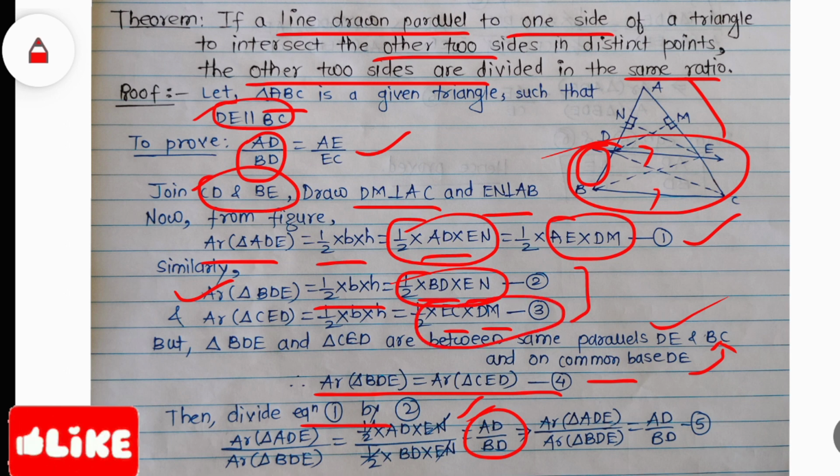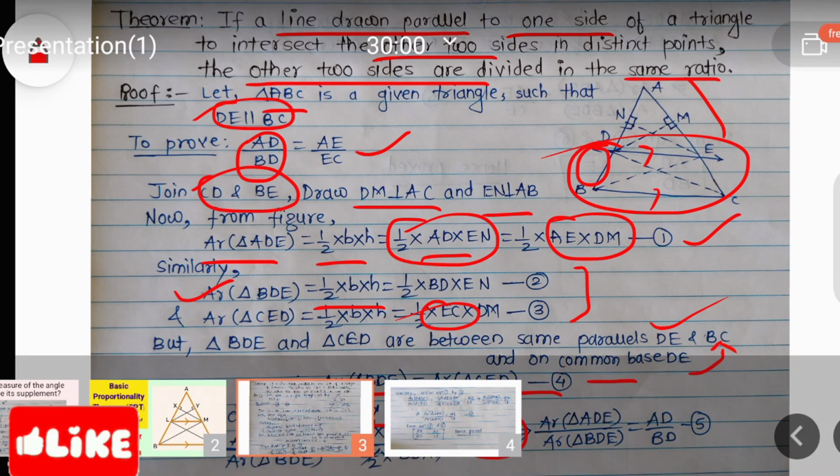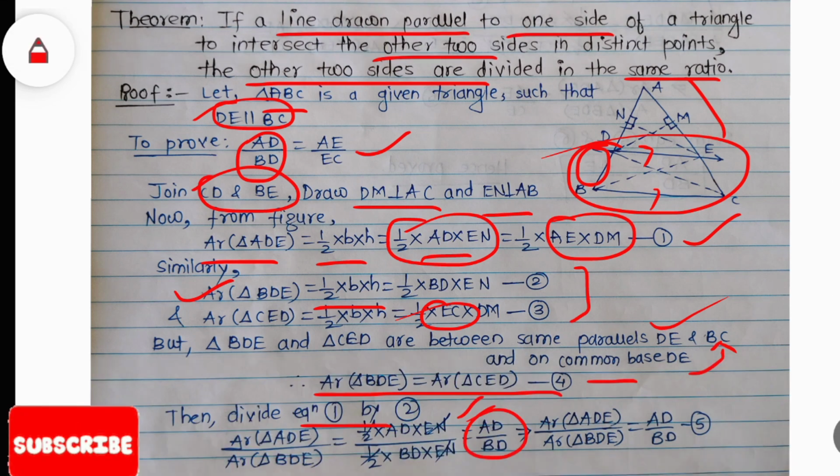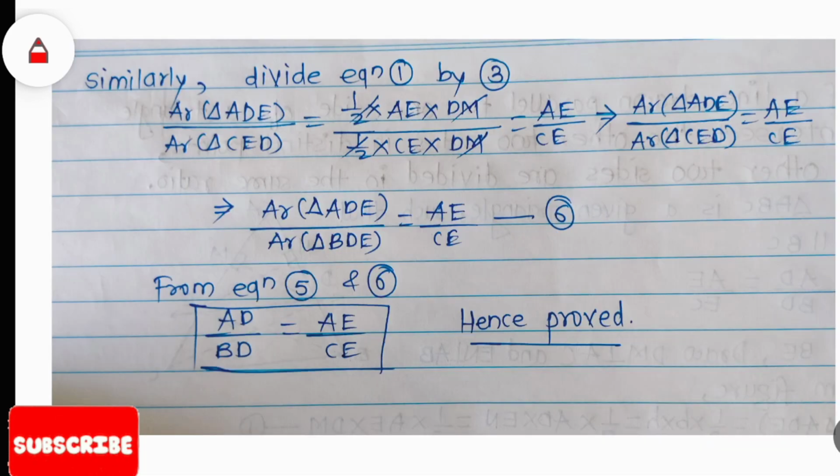I have highlighted that portion, or made the annotation, so because of that you can't see it clearly. I will just show it clearly. Now you can see here EC is there. So I will divide equation number 1 by equation number 3. So you can see here I have divided equation number 1 by equation number 3. It is written here.